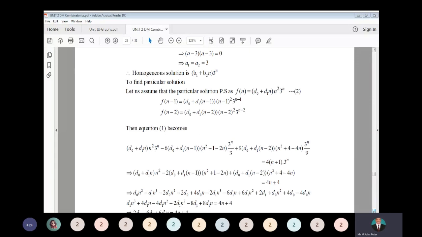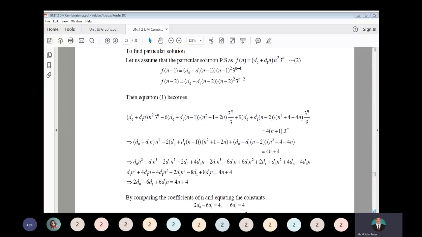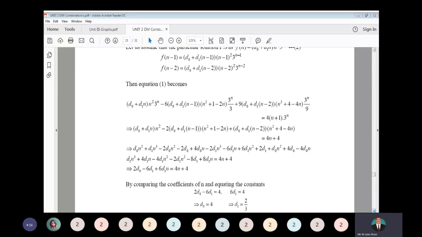Then equation 1 becomes (d0 + d1 n) n square 3 power n minus 6 into (d0 + d1 (n minus 1)) (n minus 1) square plus 1 minus 2n into 3 power n by 3 plus 9 into (d0 + d1 (n minus 2)) into (n square plus 4 minus 4n) into 3 power n by 9 equals 4 times (n plus 1) into 3 power n. So that is further simplification.